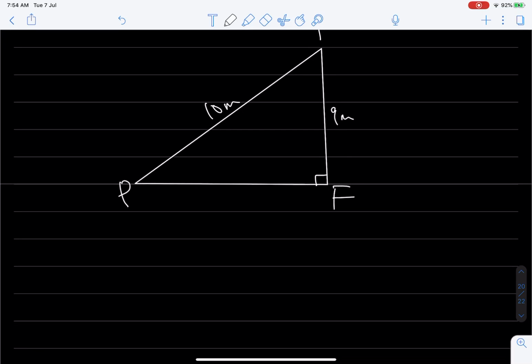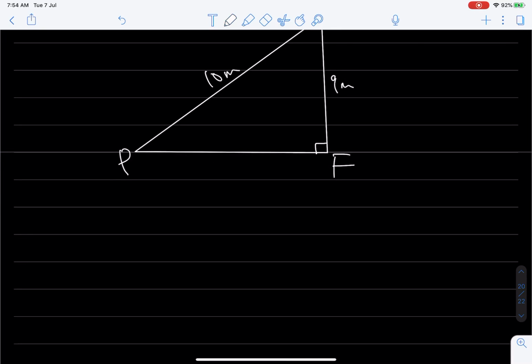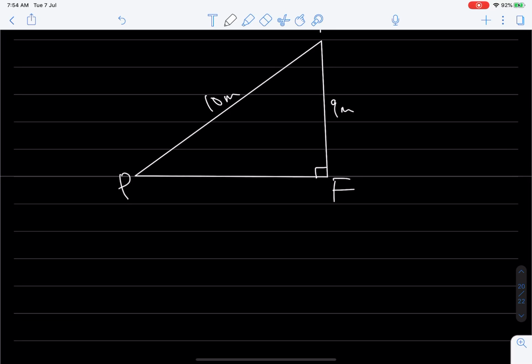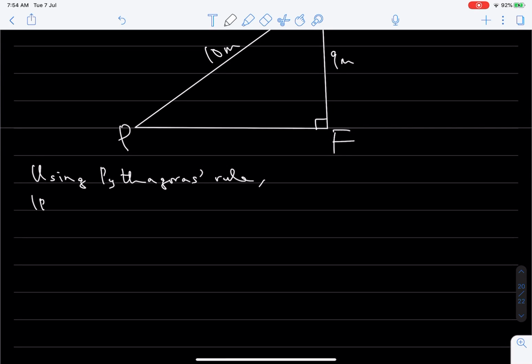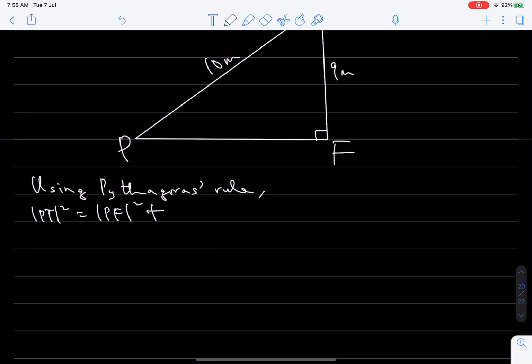So we want to find the distance of the foot of the ladder to the foot of the palm tree. P represents the foot of the ladder, and F represents the foot of the palm tree. This is a right-angled triangle, so we can use Pythagoras' rule. The hypotenuse squared, which is PT squared, is equal to the sum of the squares of the other two sides, that's PF squared plus TF squared.